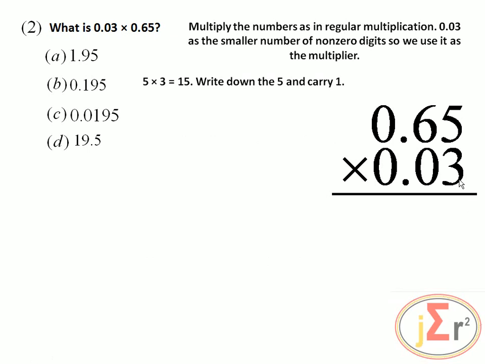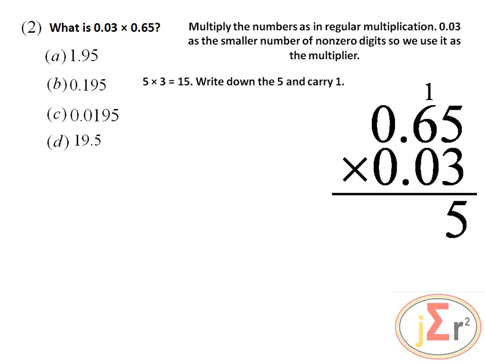So we are going to begin with 3 times 5, and that is 15. So of course we are going to write down the 5 and we are going to carry the 1. So 6 plus 1 is equal to 7 will go here. Is that what we do? Okay, no. So we're not going to do that.